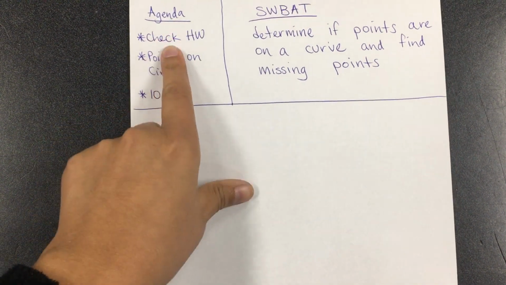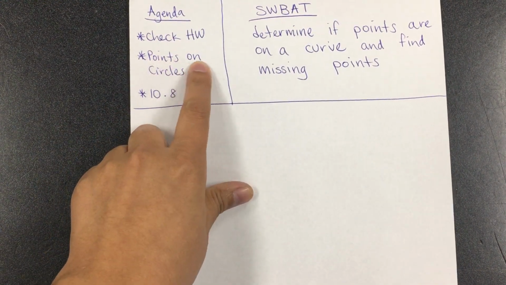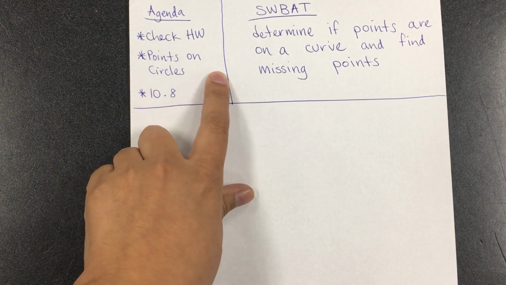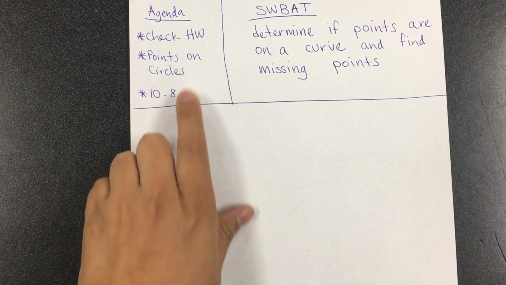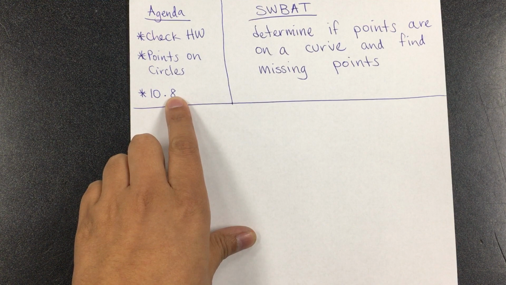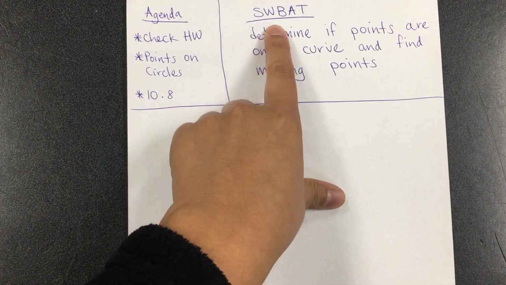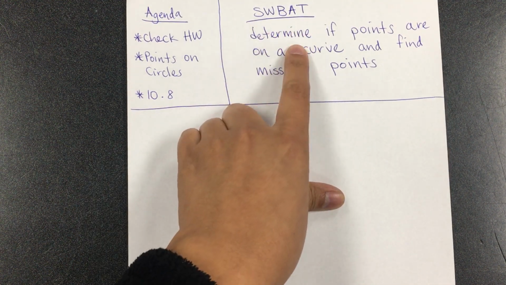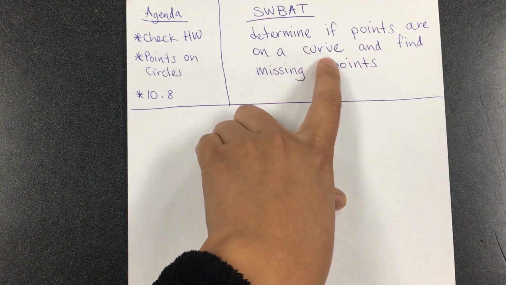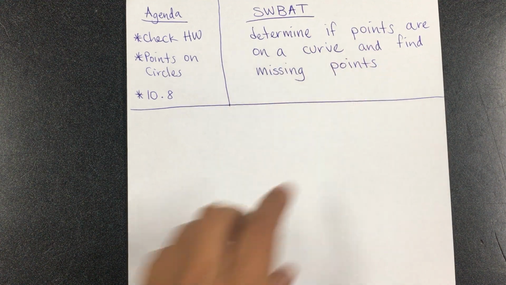Hello students, today's agenda is to check homework. We'll be working on points on circles, although it includes other curves and other shapes also. And you will be working on 10.8. It says today students will be able to determine if points are on a curve and find missing points.